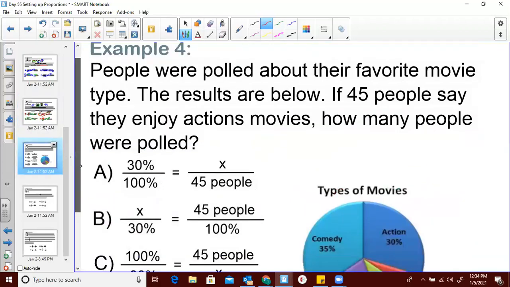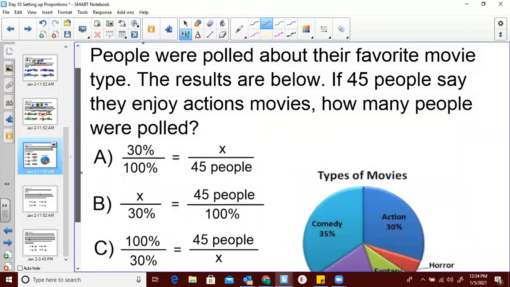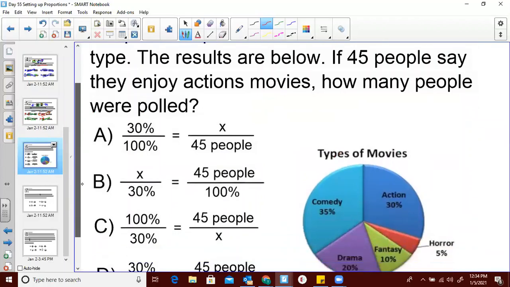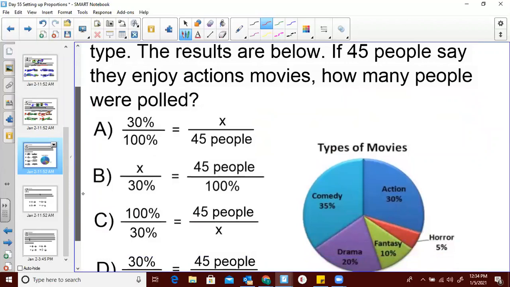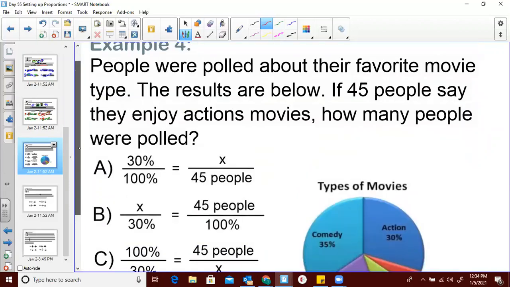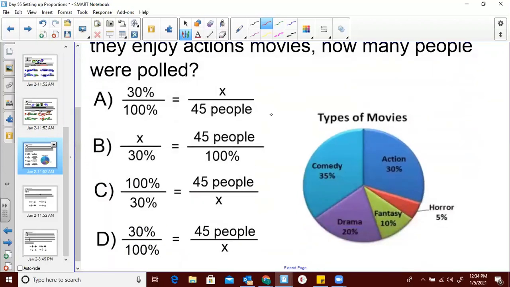All right, people were polled about their favorite movie type. The results are below. If 45 people say they enjoy action movies, how many people were polled? All right, so again, we have another percent because we have a pie chart. And everybody should know that a pie chart deals with percents.